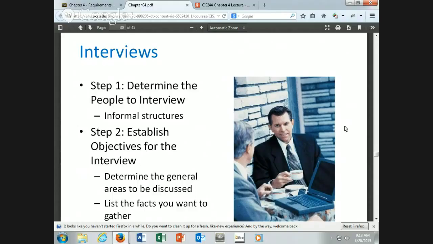Step 1, interview. Determine the people you're going to interview. Do we need to interview everyone? Most likely not. We don't have the time. We don't have the funds. We just need a good sampling of our demographic. And we need to know what the demographic is.